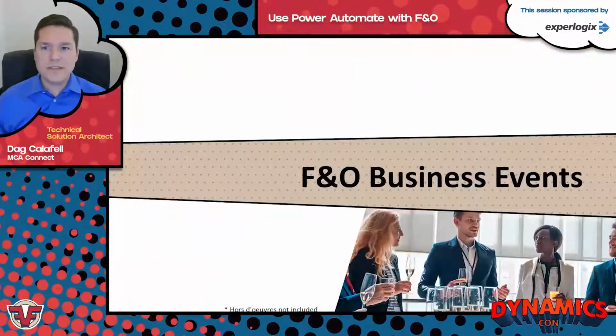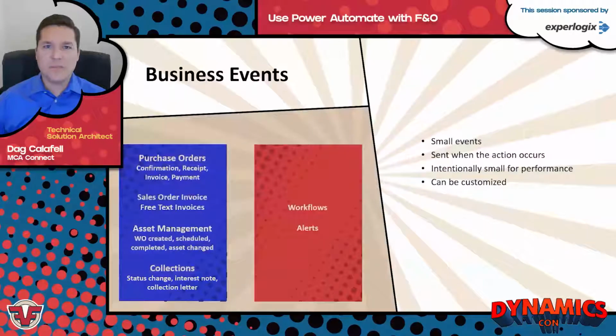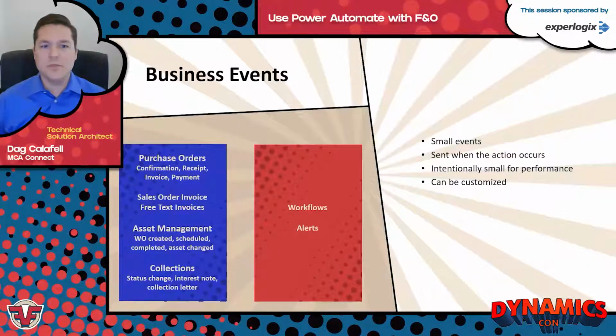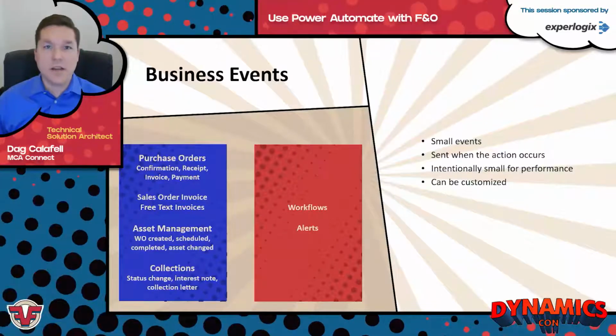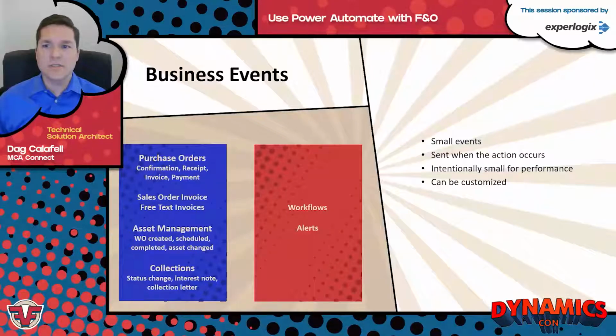I've already alluded to this thing called business events. What is it? It's not a mixer done on Friday nights, I'll tell you that. Business events are small pieces of data sent between two systems. Essentially, it occurs when an action occurs within finance and operations. These little events, they're intentionally small. The important piece about them is that because they happen during product posting or during a journal posting, they need to be small just to enable performance to not be affected.